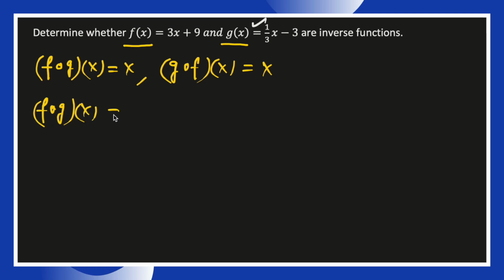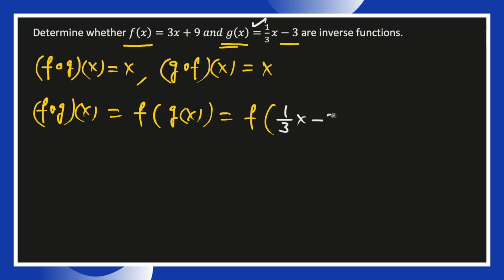Again, we have two functions. Let's keep the first function as it is, and you have to find the value of g of x. But we can clearly see that g of x is already 1 over 3x minus 3. So in this, I will still keep f as it is, and I will replace g of x with its value, which is 1 over 3x minus 3. Now, I have to find the value of f of 1 over 3x minus 3. But I know that f of x is 3x plus 9.